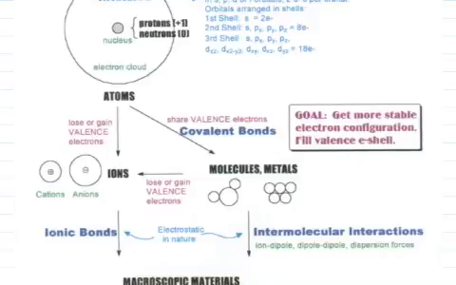From our fundamental particles, we get atoms. If we lose or gain valence electrons, we get ions. They can either be a cation with a positive charge or an anion with a negative charge, or we get covalent bonds with shared valence electrons, which will give us molecules or metals. If our molecules or metals lose or gain valence electrons, they become ions. Remember our goal: get a more stable electron configuration, filling the valence electron shell.